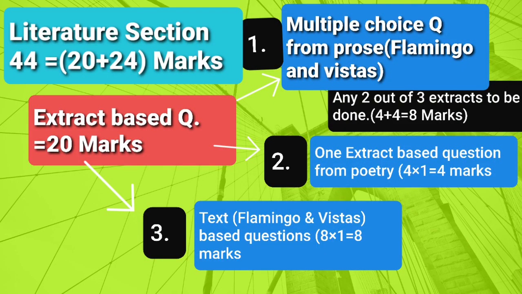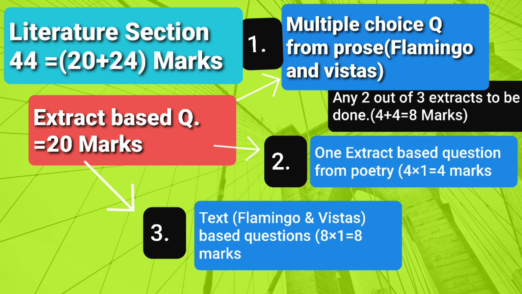Moving on to your literature section, which they have recently revised. This time from literature, there are 20 marks of extract-based questions where they're going to assess you based on extracts from your prescribed books, Flamingo and Vistas. The first one will be from Flamingo and Vistas, to assess your comprehension and appreciation. You have to refer to the lines to answer those questions based on the given extract. You need to attempt any 2 extracts out of 3, and that will be 8 marks in total.